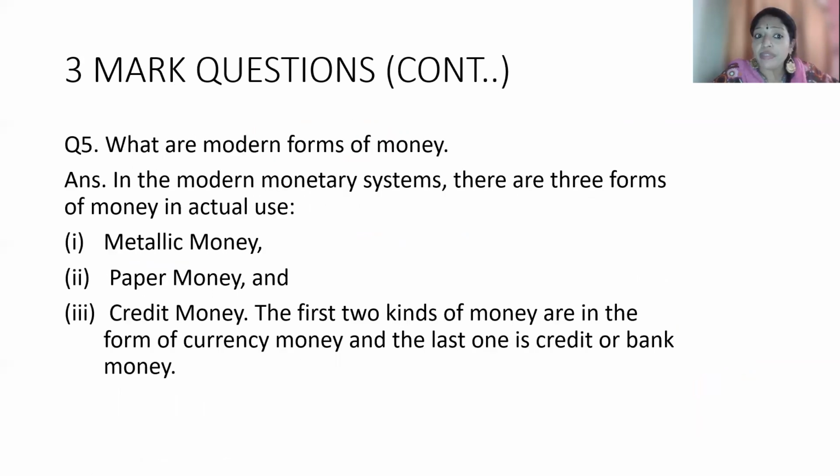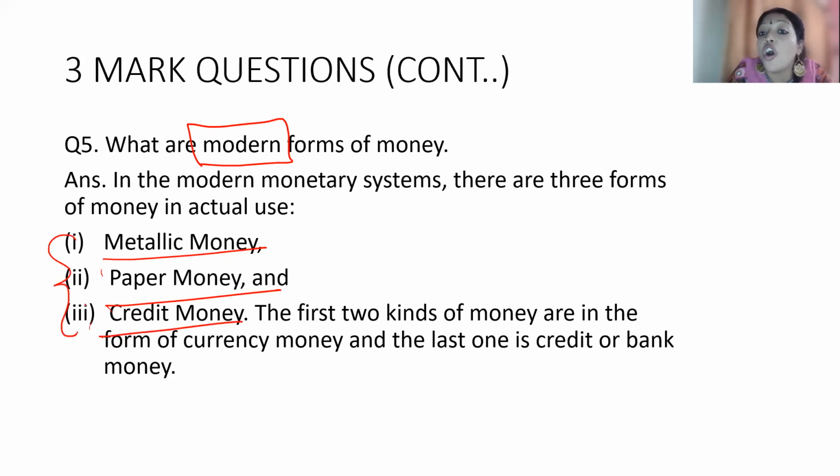Next one, what are modern forms of money? They are not asking you the traditional forms. They are very specific, asking you the modern forms of money. So metallic money, paper money, and credit money. These are your keywords for this answer. The first two kinds of money are in the form of currency, and the last one is credit or bank money.